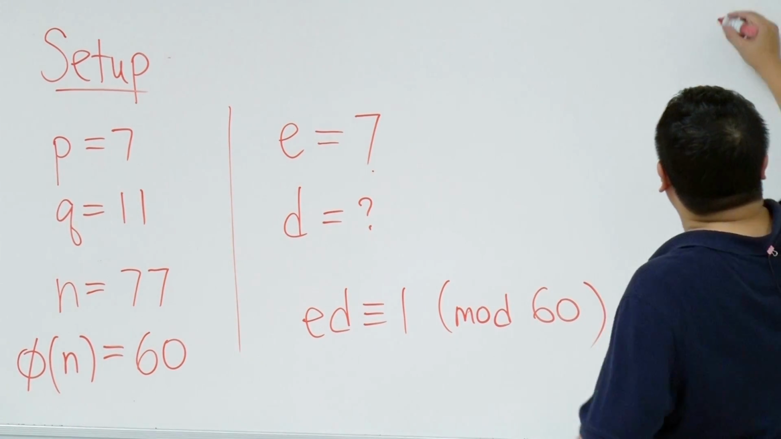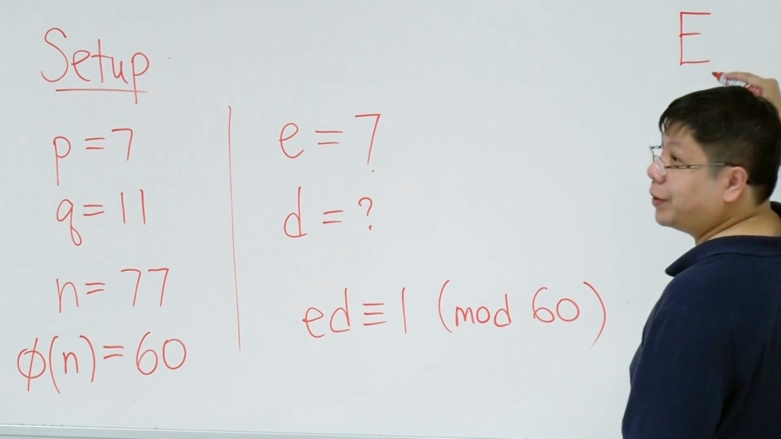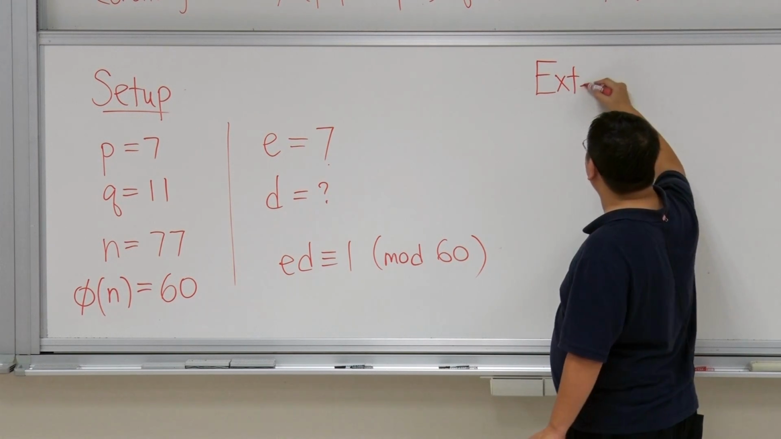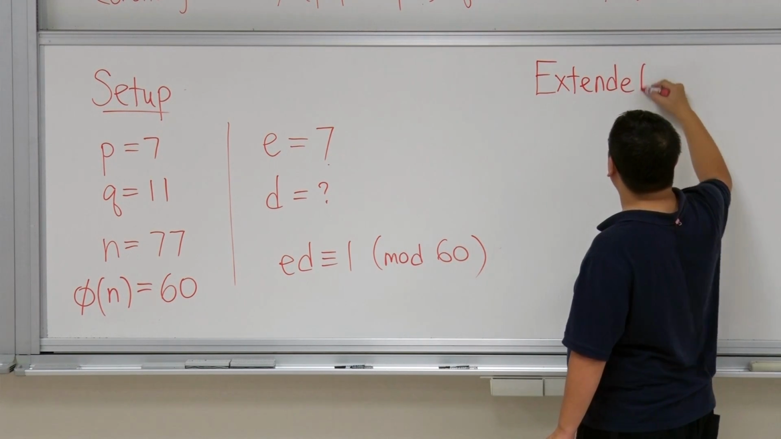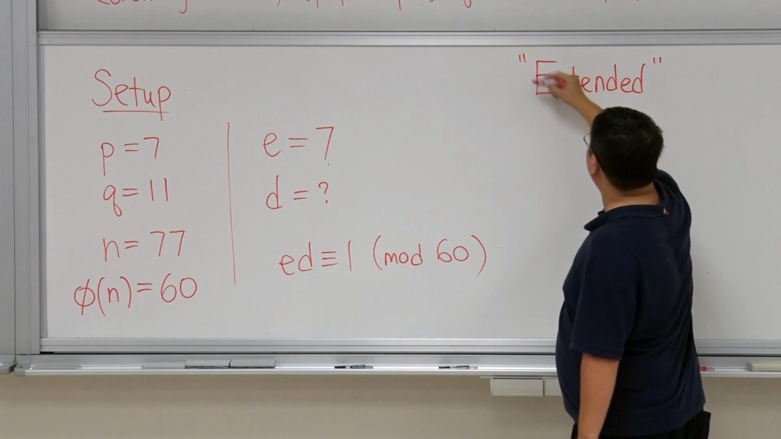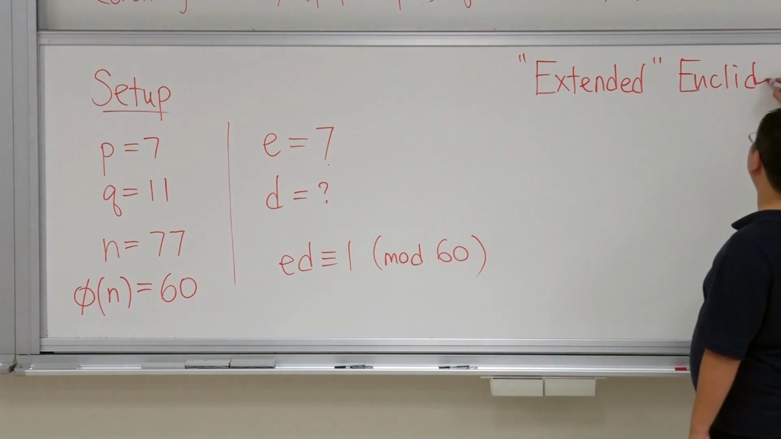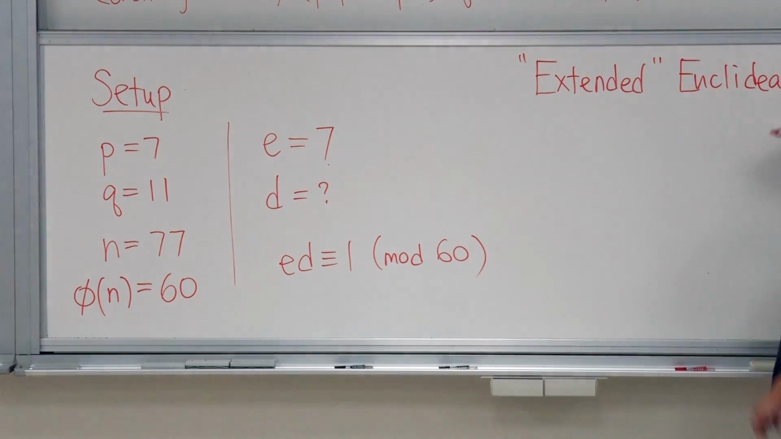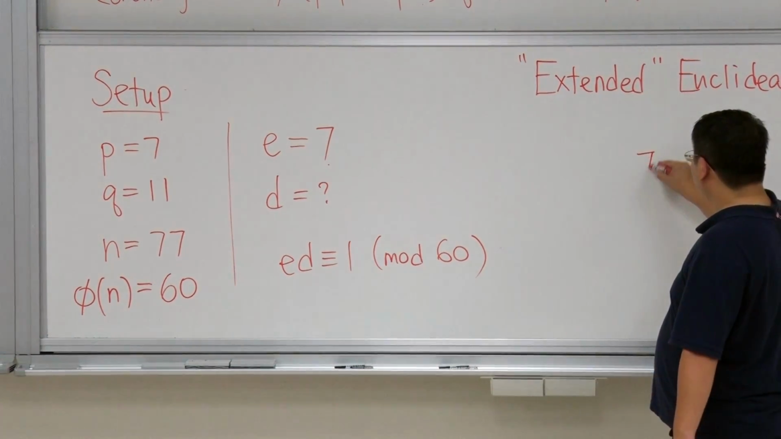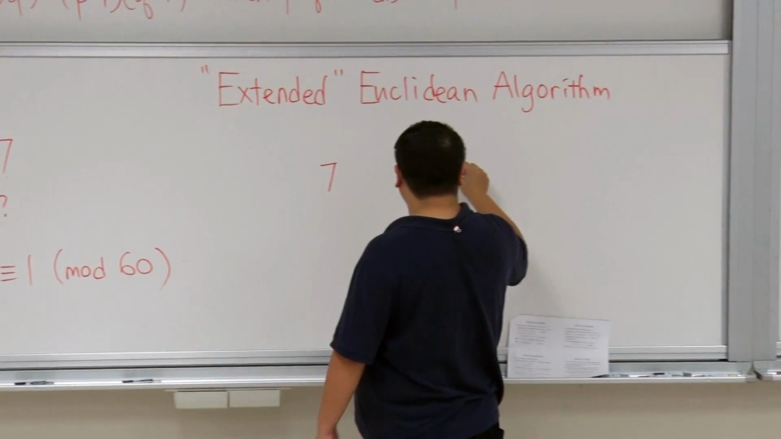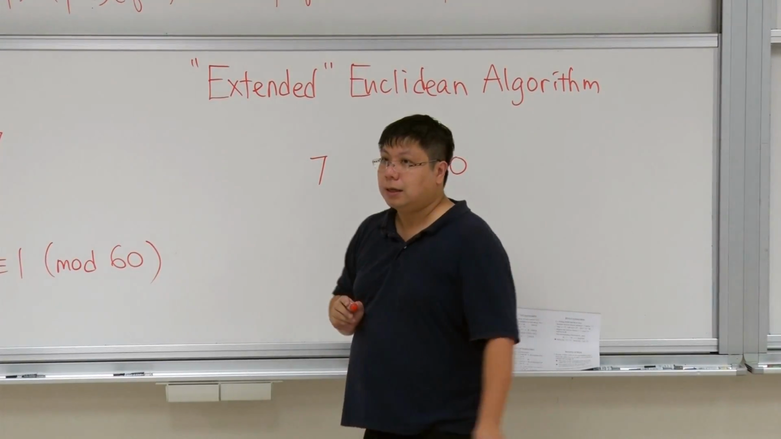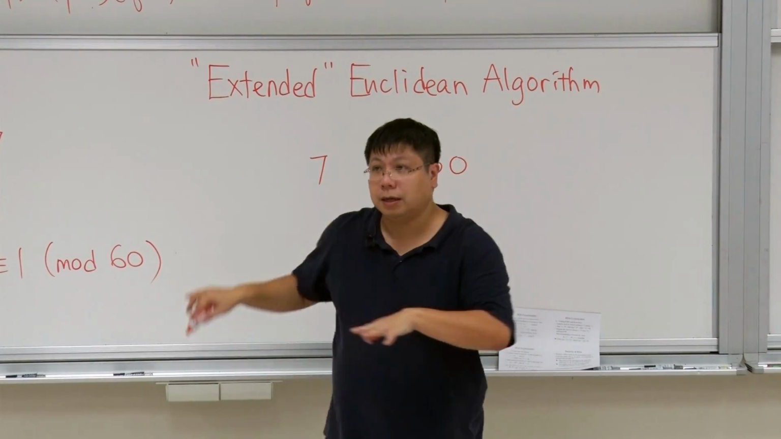We are going to use a special form of the Euclidean algorithm, usually called the extended Euclidean algorithm. It's exactly the same as the Euclidean algorithm, but you store a little bit more information. In the Euclidean algorithm, you start with two numbers, 7 and 60, and you want to get to the GCD.